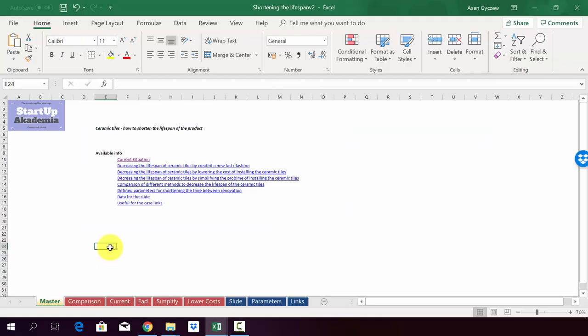Now we'll move on to analyzing how we can shorten the lifespan of the product, and which option is better from the four we have discussed so far. But before we look at the different options, we will look at the current situation. So open the file attached to the lecture, which is called Shortening the Lifespan version 2. Here you will find the table of contents. As said, we'll go first to the current situation.